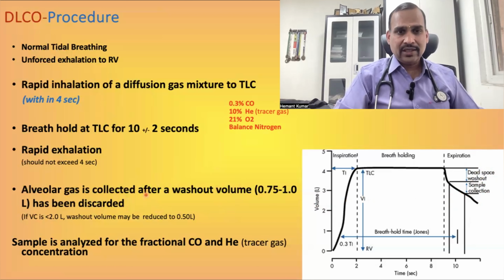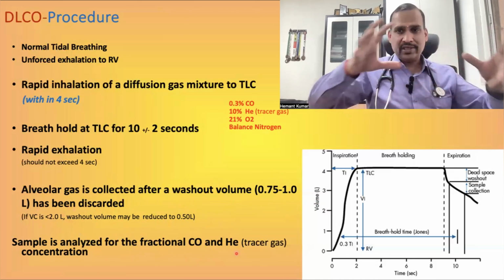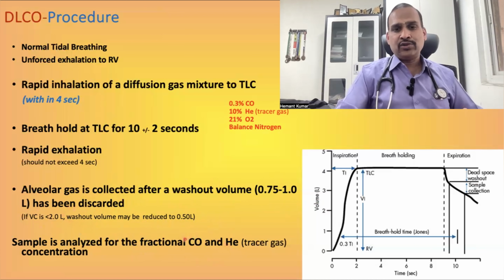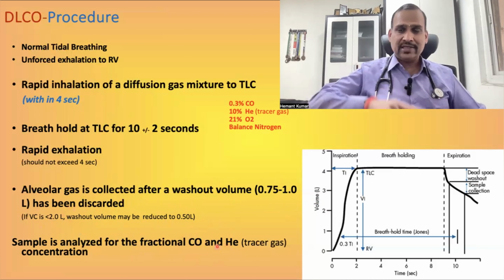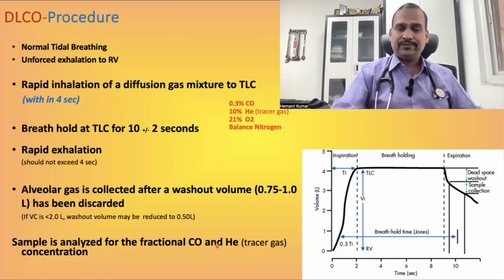So how much gas should be discarded? 0.75 to 1 liter should be discarded. If vital capacity is less than 2, then the washout volume should be reduced to 0.5. The rest of the gas we will analyze. The sample is analyzed for the fraction of CO and helium. Helium will tell how much volume is inside the lung, and carbon monoxide will tell how much transfer there is from alveoli to blood.